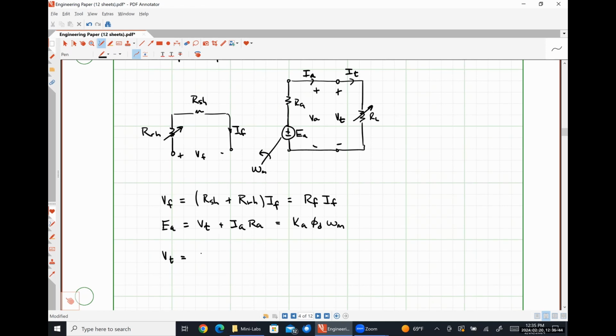Our terminal voltage VT is just our terminal current IT times our load resistance RL. And by inspection, our current IA and our current IT must be the exact same things. So with these relationships, we can figure out any of the different quantities that are going on with our separately excited DC generator.